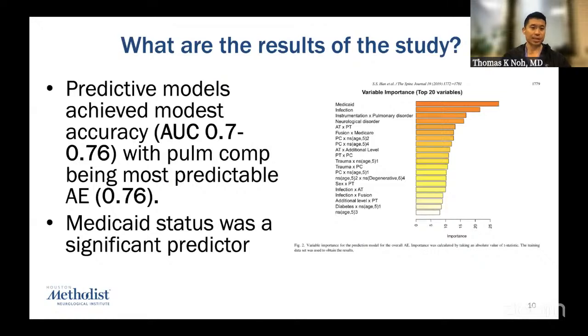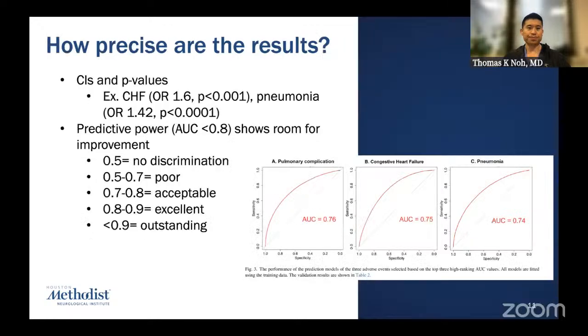What are the results of the study? So the model essentially, I thought, achieved a modest accuracy, 0.7 to 0.6, and I'll go over that in just a second. With pulmonary complications being the most predictable, and then of course Medicaid status was a significant predictor.